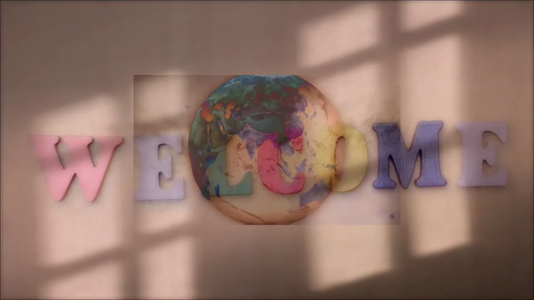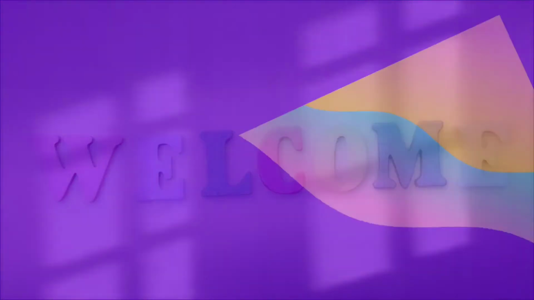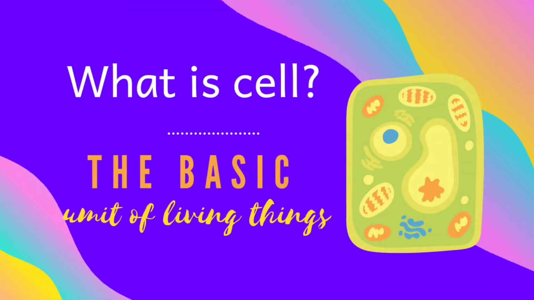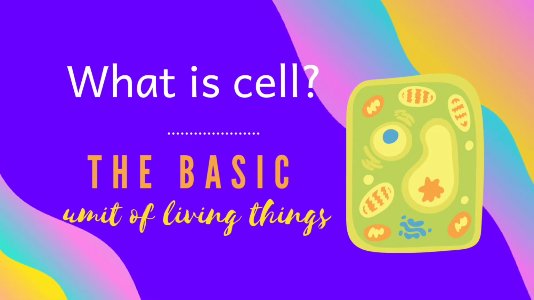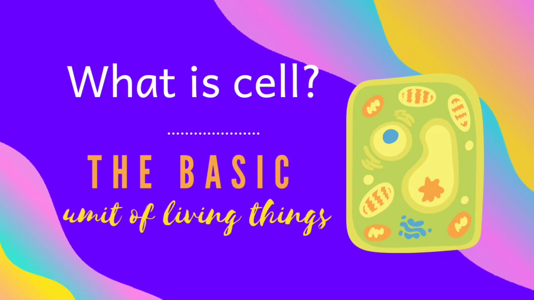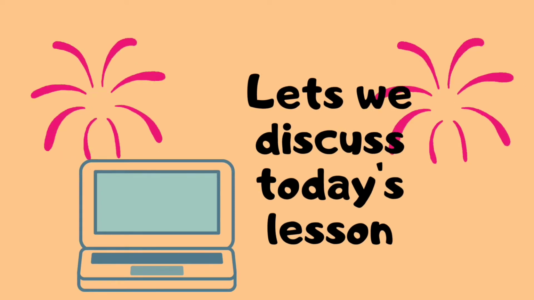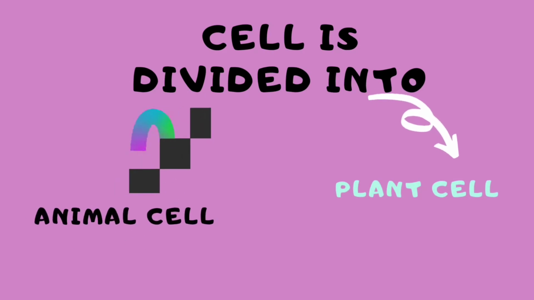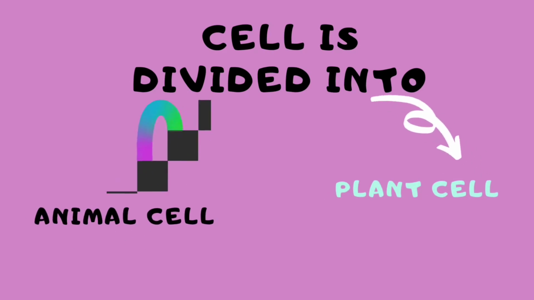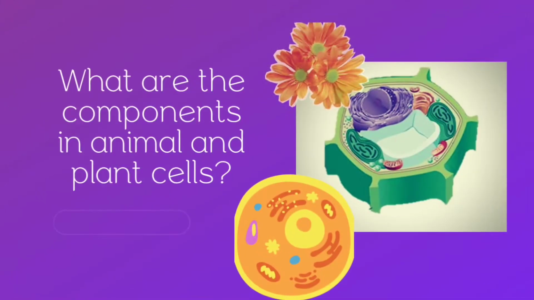So without further delay, today we are going to discuss a new topic, Chapter 2. So what are cells? It's about the basic unit of living things. Let's discuss today's lesson. Cells are divided into two types. The first one is plant cells and the second one is animal cells.